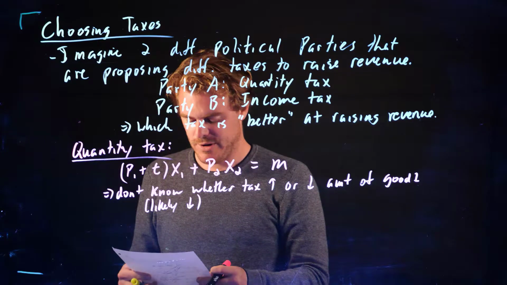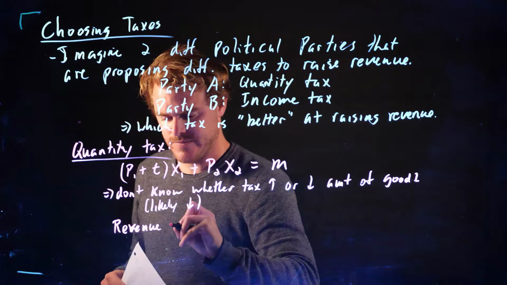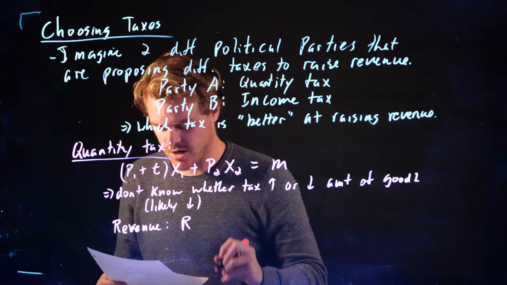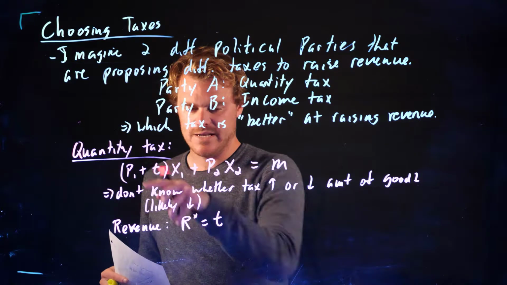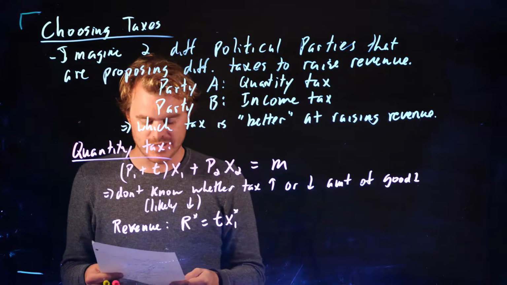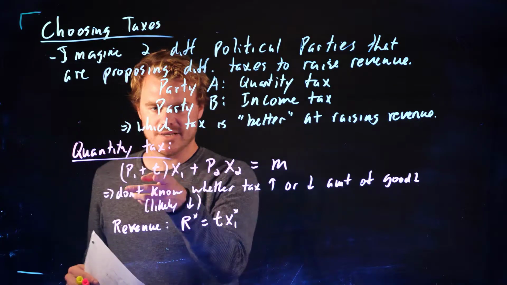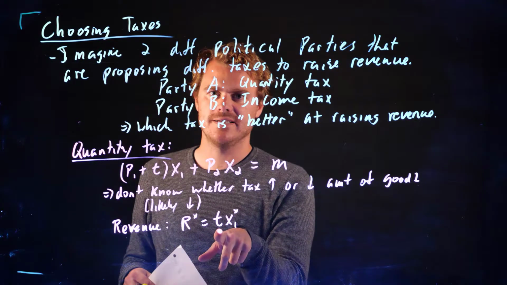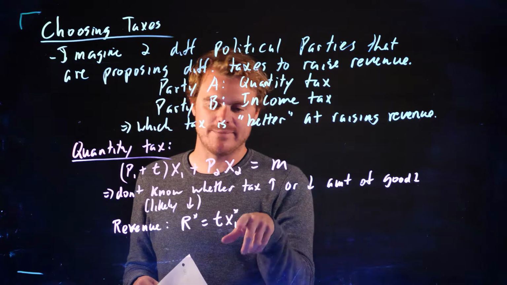Now we can think about the revenue from this tax. We're going to call it R star, and it's going to be the amount of this quantity tax times the optimal amount that this individual is going to consume. So this is what a quantity tax would look like. It's a quantity tax on good one. This is the amount of revenue they're going to get: the size of the tax times however much we're buying of good one.